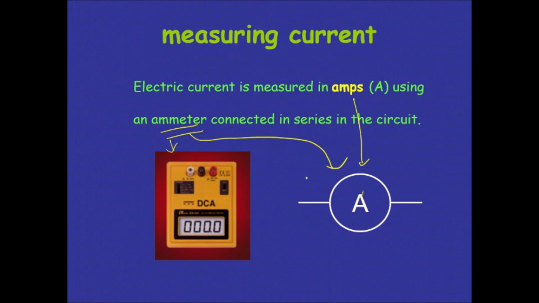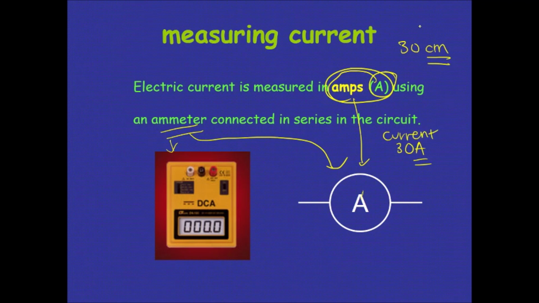Just like how if I measured my exercise book, I would be using a 30 centimeter ruler. So centimeter is the unit of measurement I'm using to measure the length of my workbook. But for current, you're using amps or A. So you'd write your answer like 30A. Hope that makes sense, that A is the unit of measurement we use for current, and cm is the unit we use for centimeter.